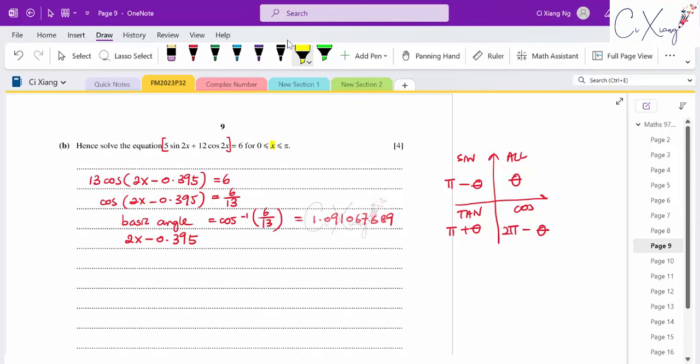For this question, I'm having cos, and this value is positive. Therefore, I'm going to look for the quadrants with positive cos. In the first quadrant, everything is positive, right? That means I want to take the answer from the first quadrant. The value there is the basic angle, so I will put the basic angle in my first quadrant answer.